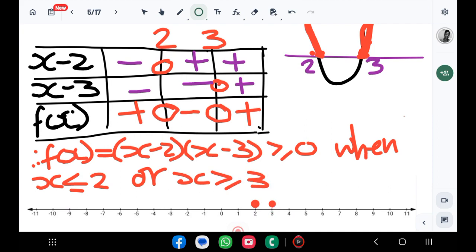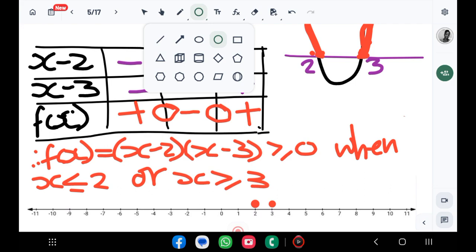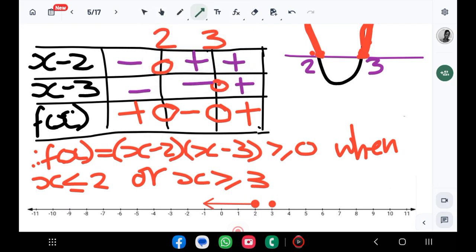And now it says when x is less than or equal to 2, that will be to the left of 2. So the arrow here will be pointing to the left of 2, because that's where your values are less than 2. And on the other side, anything greater than or equal to 3 will point to the right of 3. And that's how you represent that on a number line.